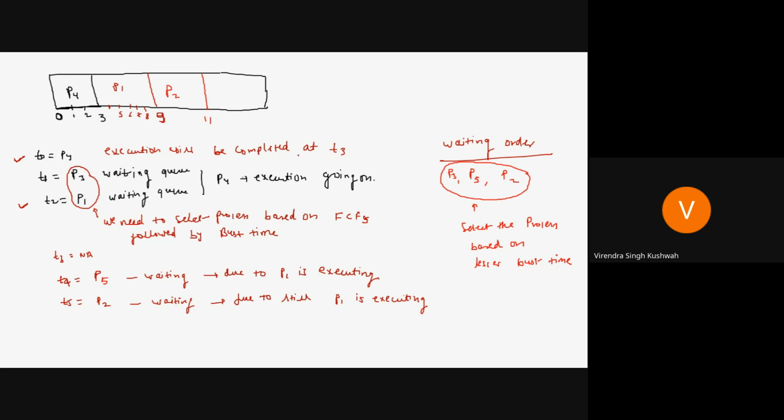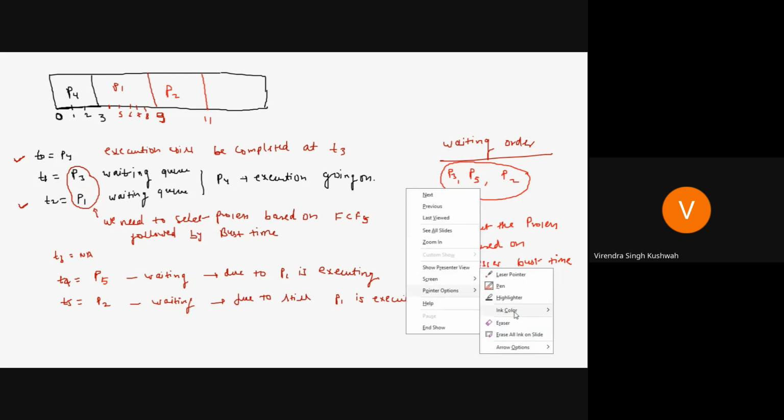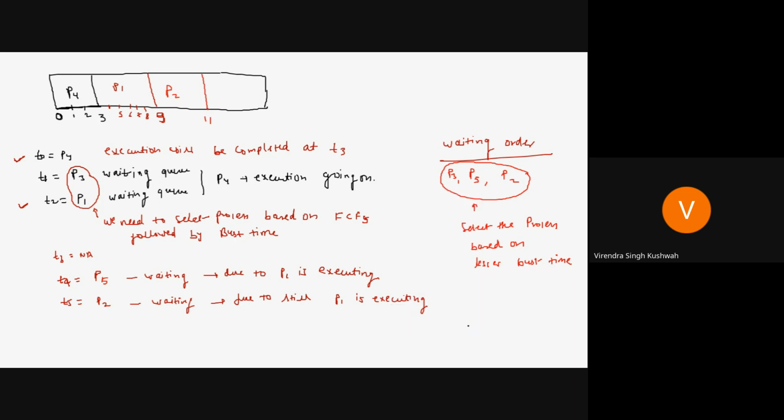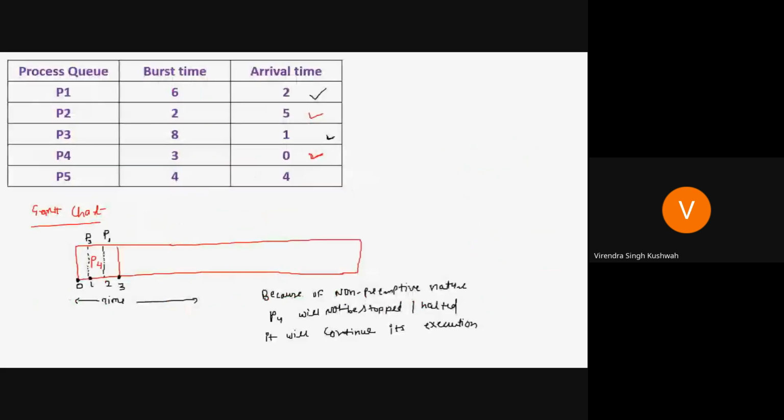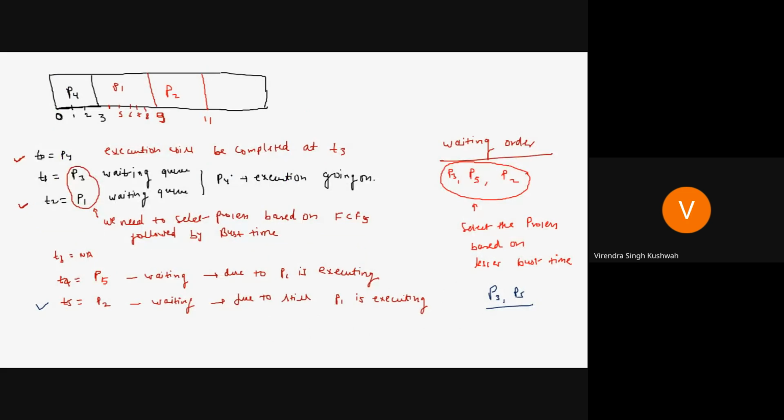Okay, and after this one, what is the next process? Let me just change the color for understanding purpose only. We are just selecting this one. So now P2 is completed. So now the competition is between P5 and P3. In P3 and P5, which is smaller? P3 has 8 and P5 has 4. So we need to pick which one? P5, based on lesser burst time.